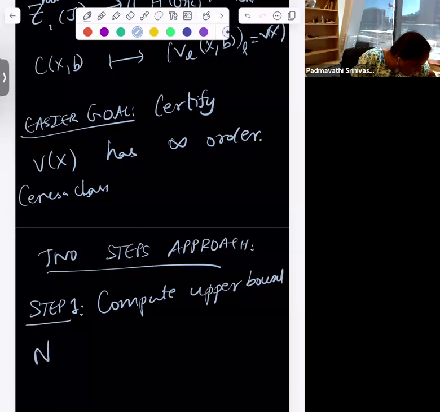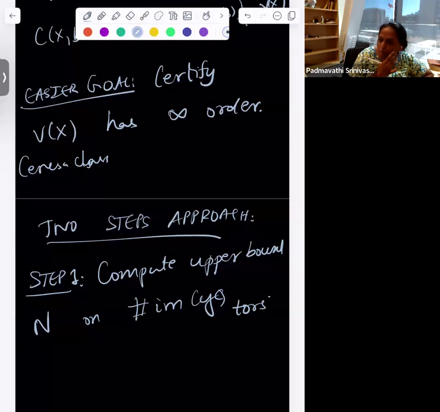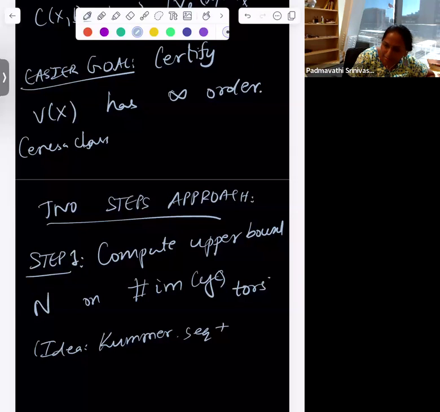I'm going to call it capital N, the bound on the torsion in the image of the cycle class map. The main idea here is just like what you do with points and Jacobians. You play around with Kummer sequences, and this upper bound N, if you ask me a question at the end, I promise to give you a formula for what it is. It's something you can compute from the L polynomial of the curve. And you get a non-zero integer N.